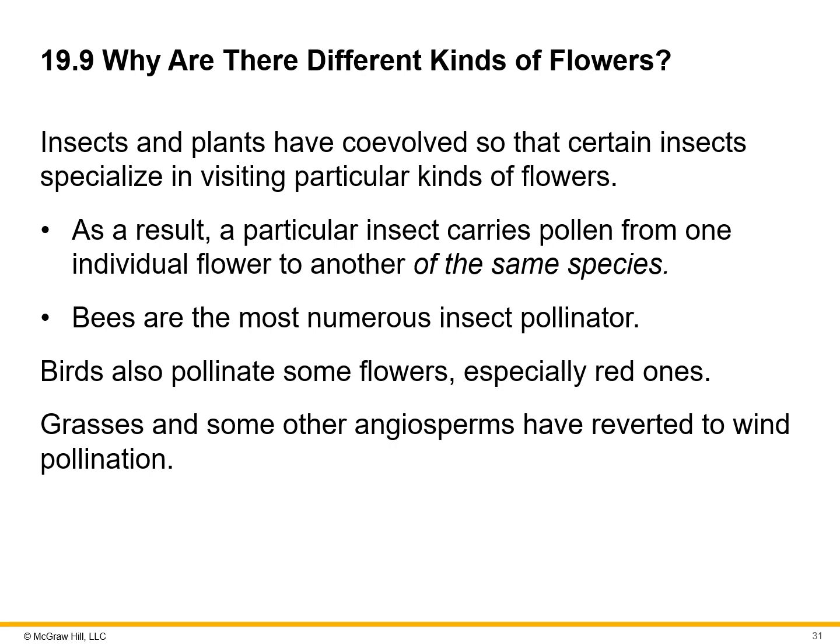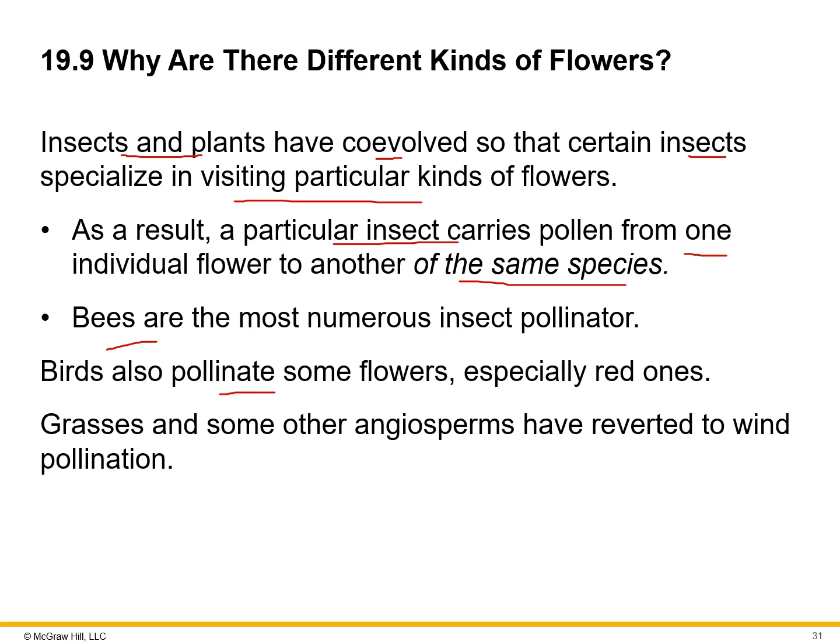So why are there different kinds of flowers? It's mainly because insects and plants have co-evolved, meaning they have changed over time at the same time that these flowering plants have changed. There are certain insects that specialize in visiting particular kinds of flowers. As a result, particular insects carry pollen from one individual flower to another of the same species. Because again, we can't have a tulip fertilizing with a cherry tree. So by having different insects, that insect is attracted to the same type of plant. It allows that fertilization, the delivery of the pollen to the same plant, not to 50 different other kinds of plants. Of course, bees are the most numerous of those insect pollinators.